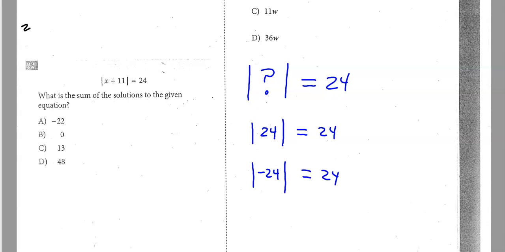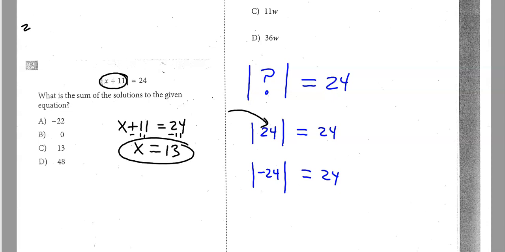So I have to create the two scenarios and ask, when is this going to equal positive 24? When is x plus 11 going to be 24? Well, x is 24 minus 11, so that's 13. And then I have to figure out when x plus 11 is going to equal negative 24. I subtract 11 from both of them, and I get negative 35. So these are my two solutions.